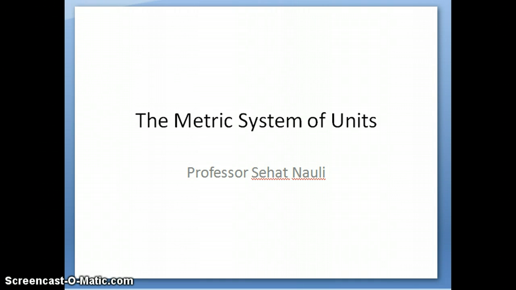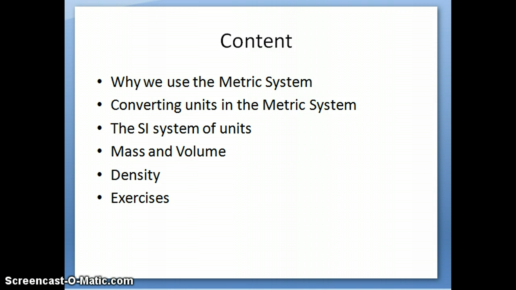Today I'll be giving you a brief lecture on the metric system and how we use metric units and prefixes to quantify mass, volume, and density. Here's an overview of the presentation.